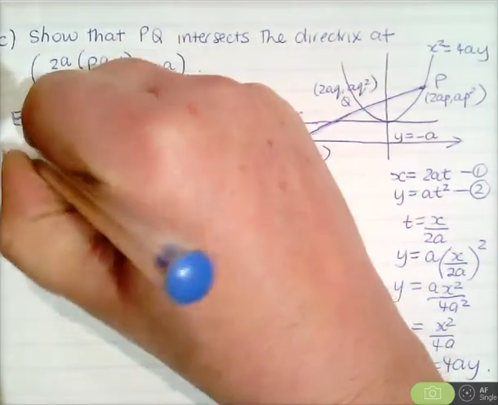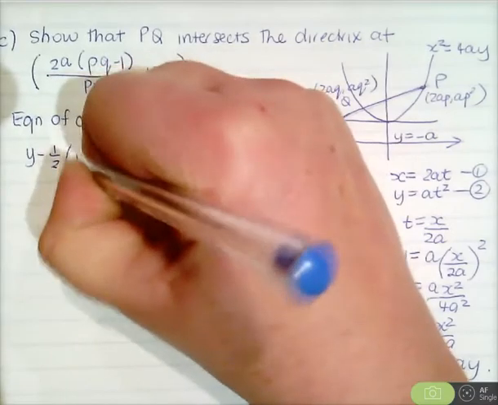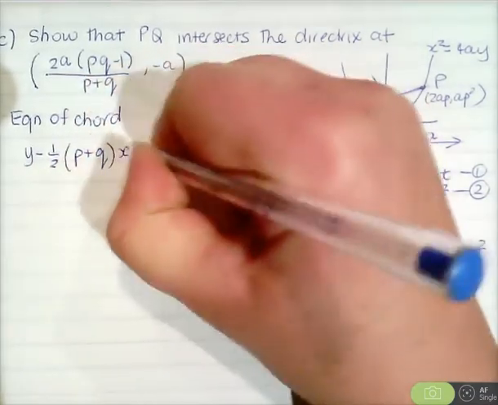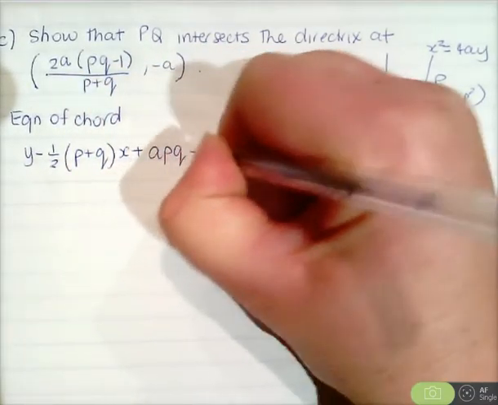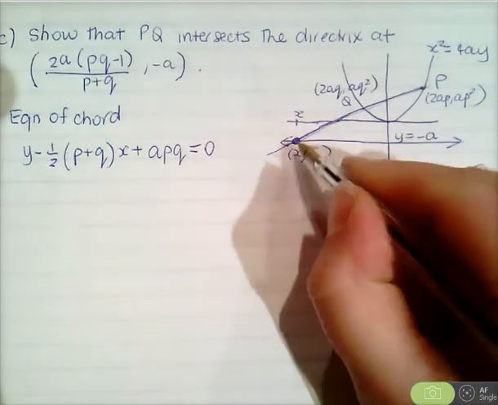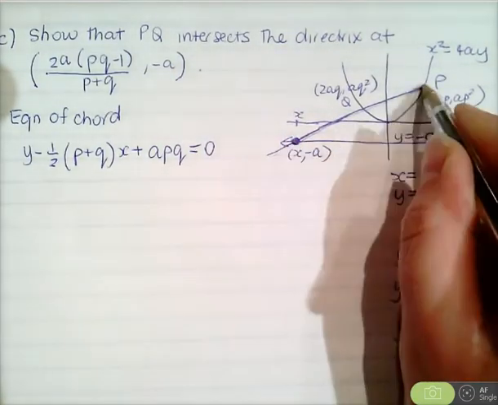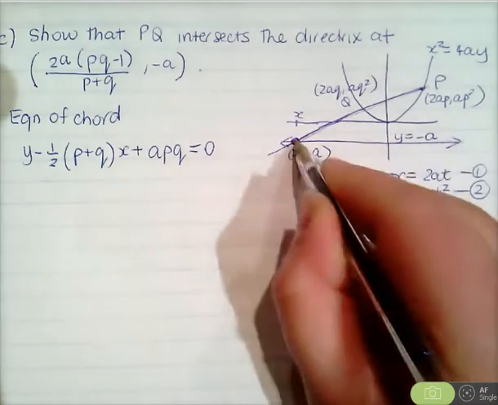So the equation of the chord is y minus a half bracket p plus q x plus apq is equal to 0. Now, if we want this point of intersection, where does this chord, the equation of the chord, cut the directrix?